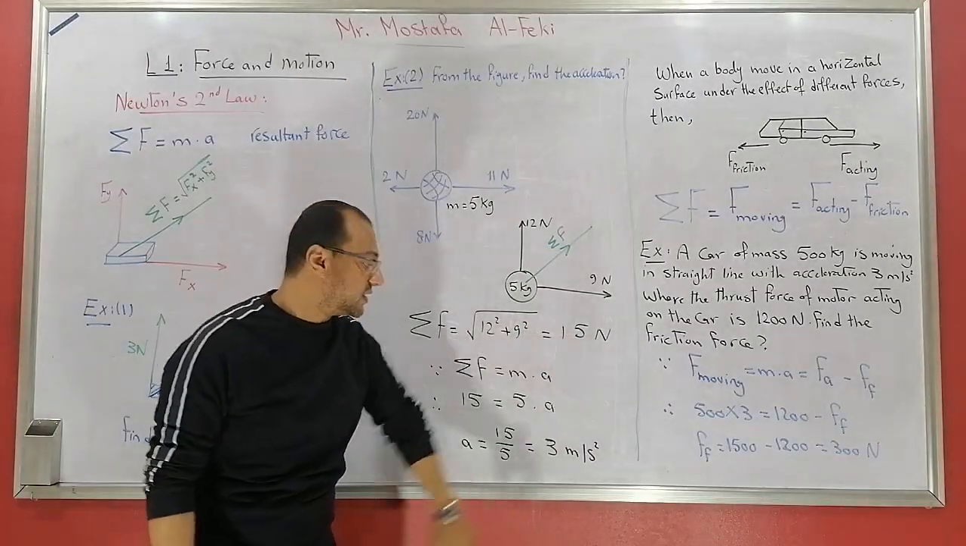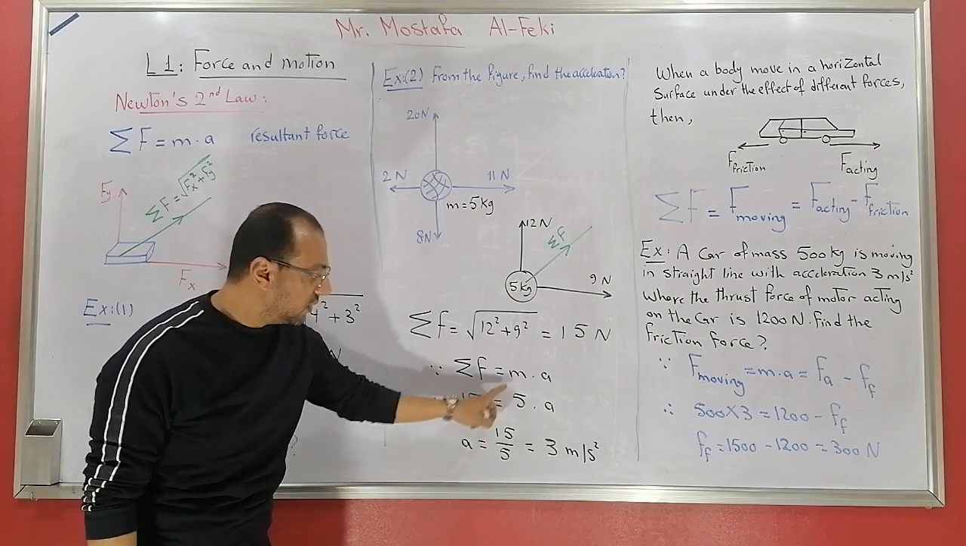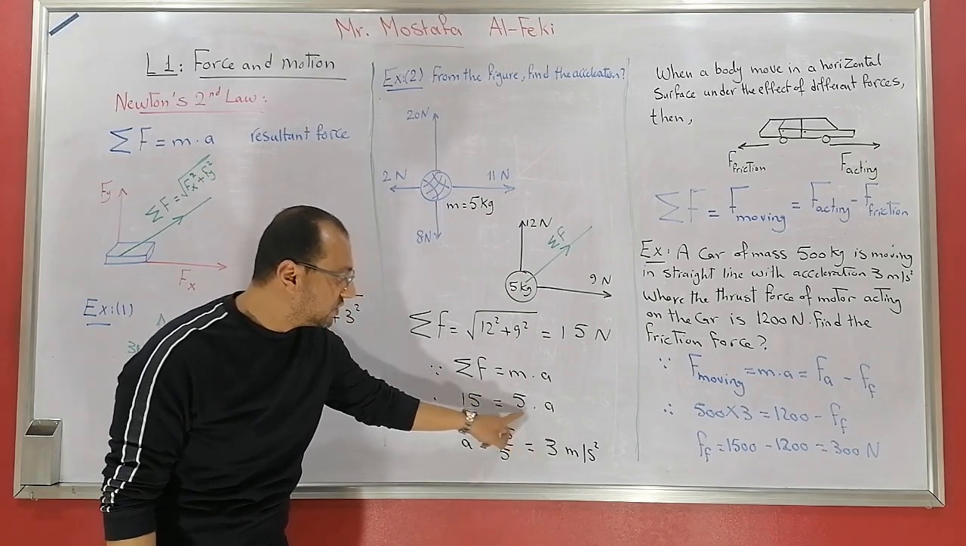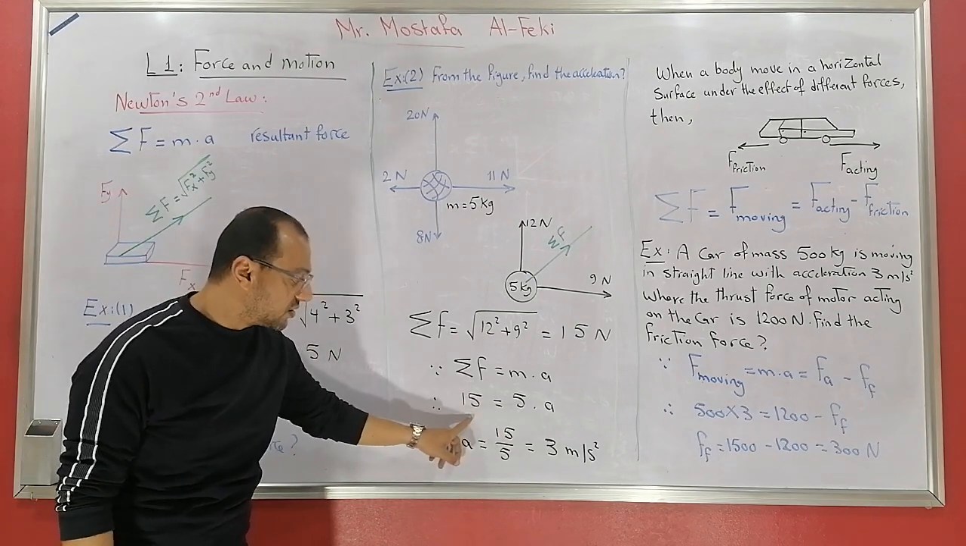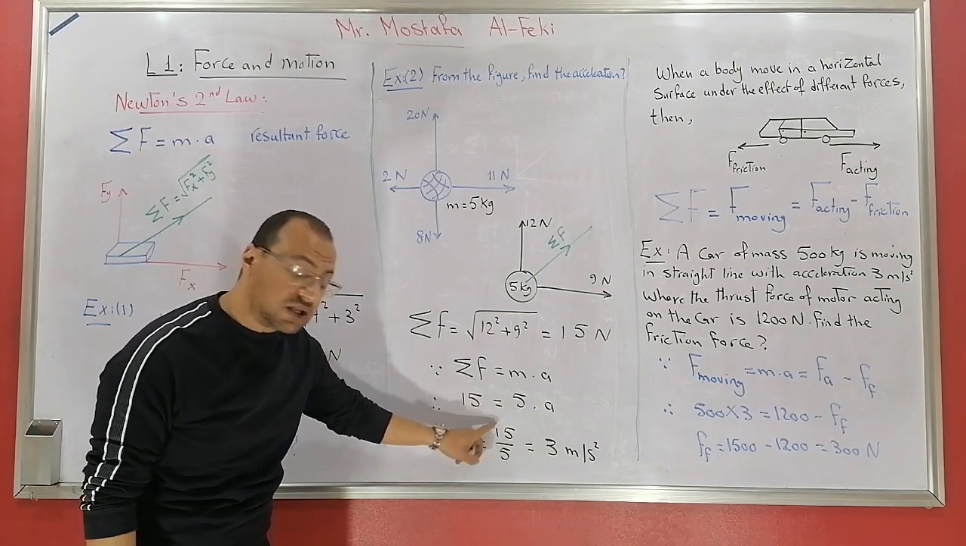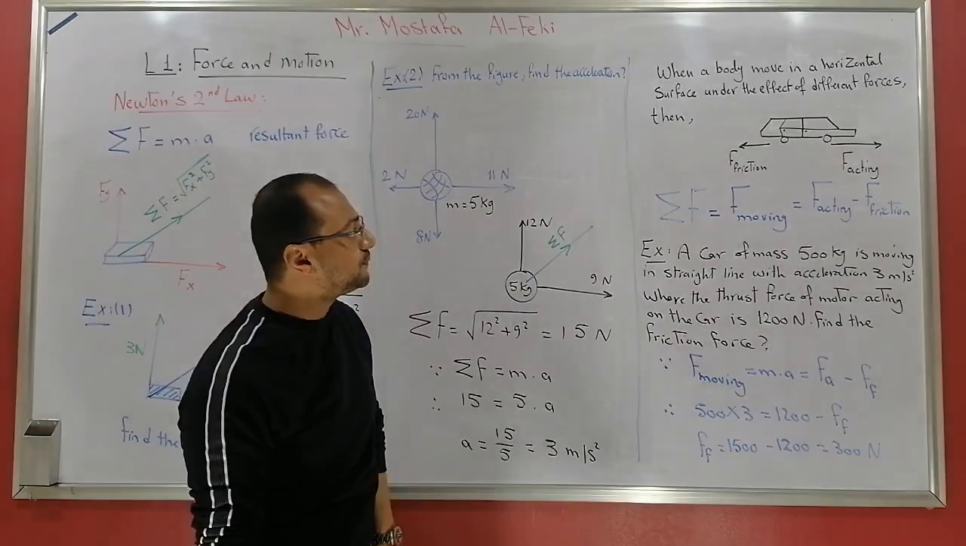This 15 Newton is the resultant force, which equals mass times acceleration. So 15 equals the mass, 5, times the acceleration. Let's put the 5 in the denominator on the other side. Then acceleration equals 15 divided by 5, which equals 3 meters per second squared.